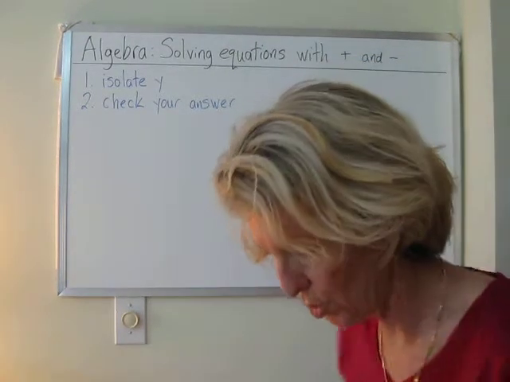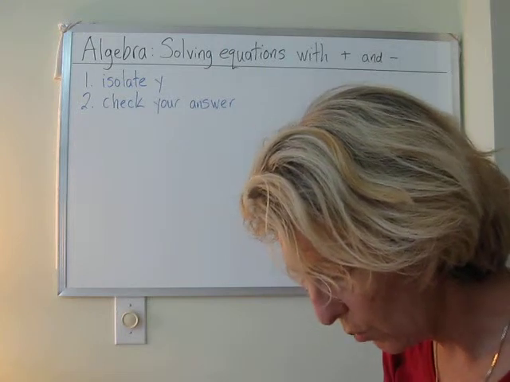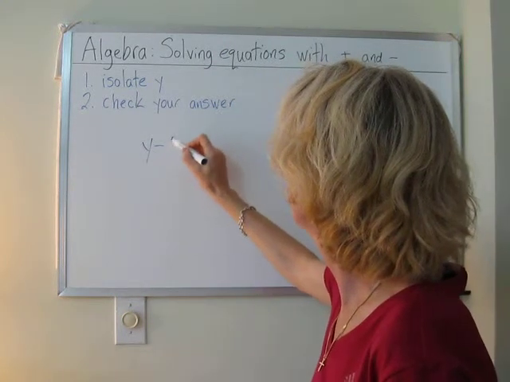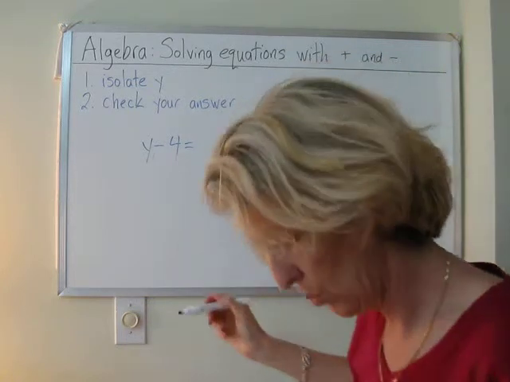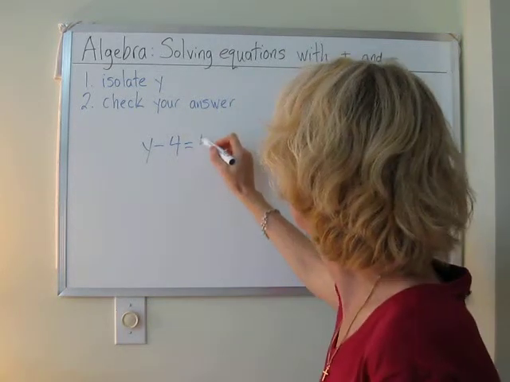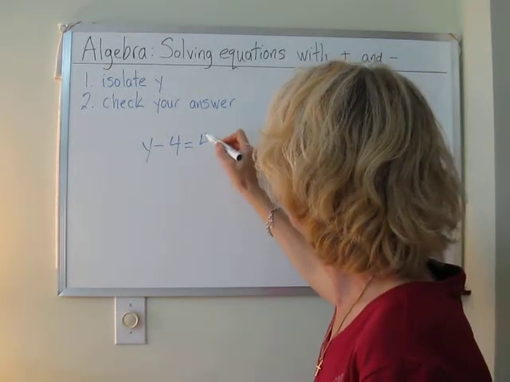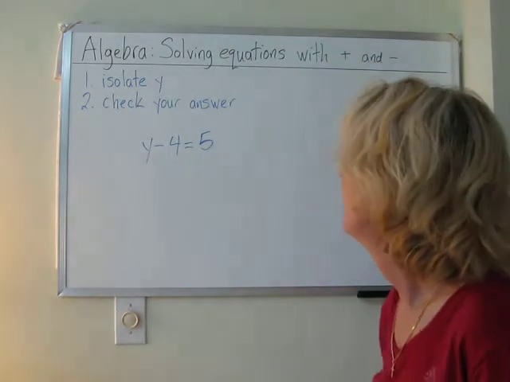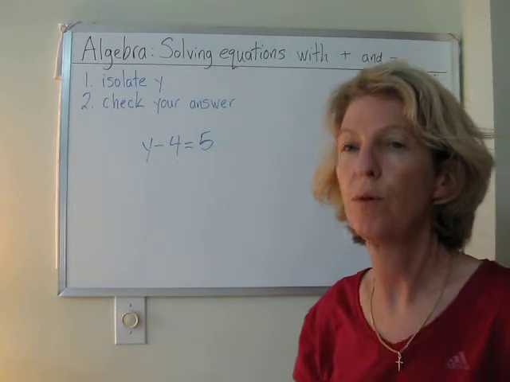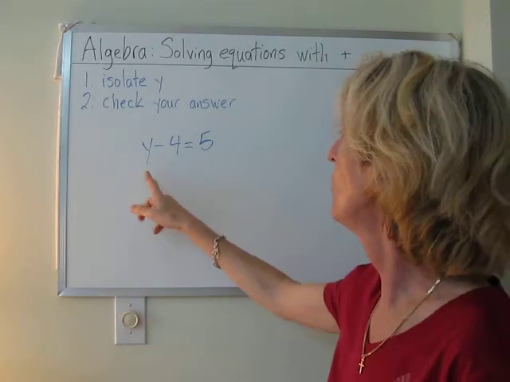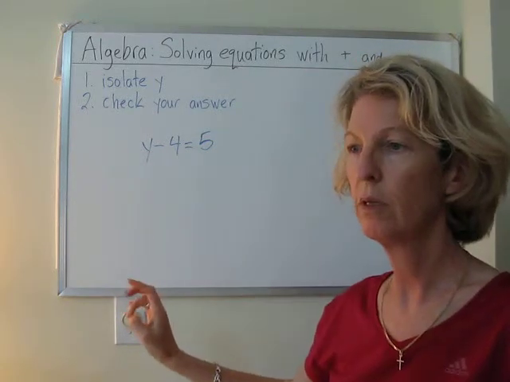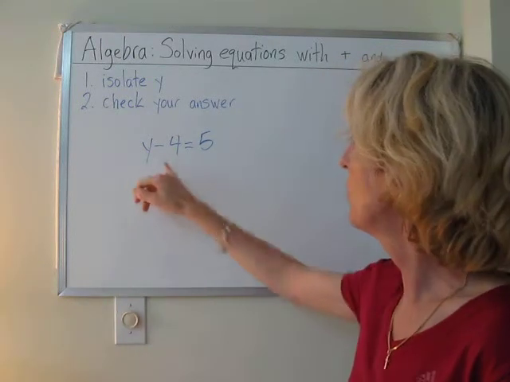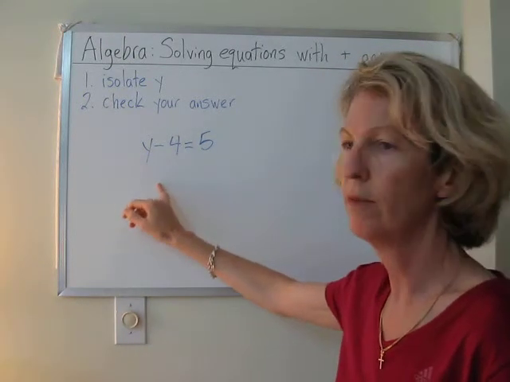Okay, we'll take it from your homework sheet. What if we have Y minus 4? Let's do this one. Oh, you know what? Let's change it a little bit. Okay, now what's our first step? Isolate Y. How are we going to get Y by itself on this side of the equation?